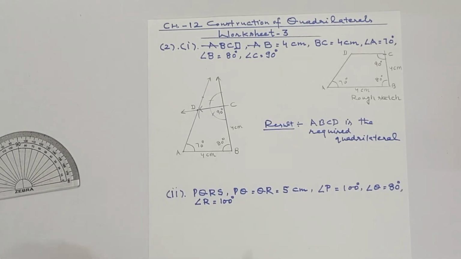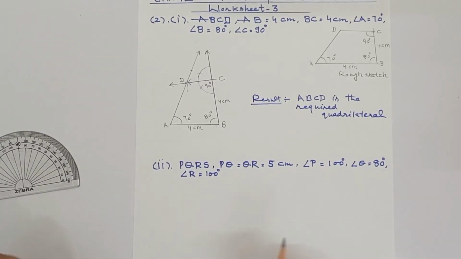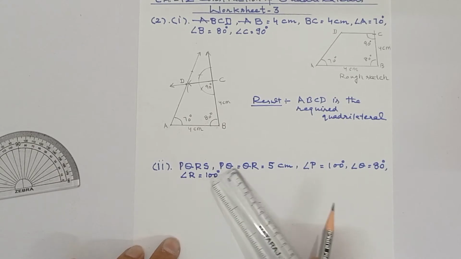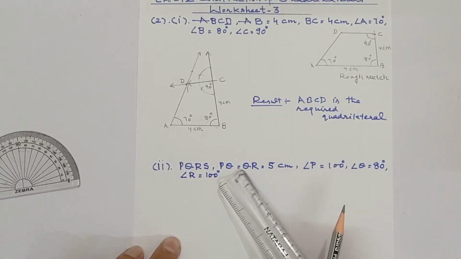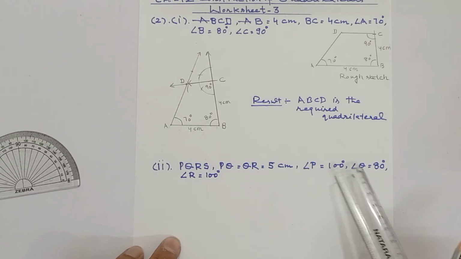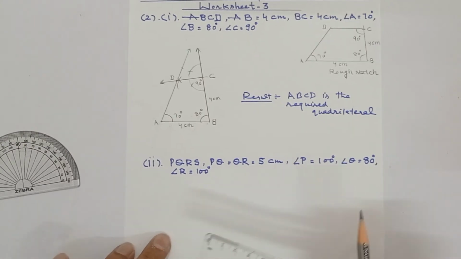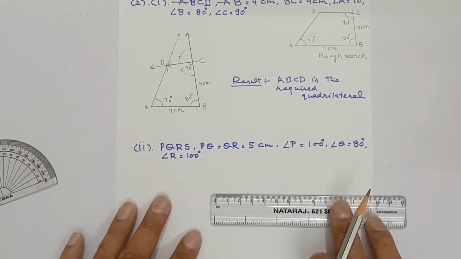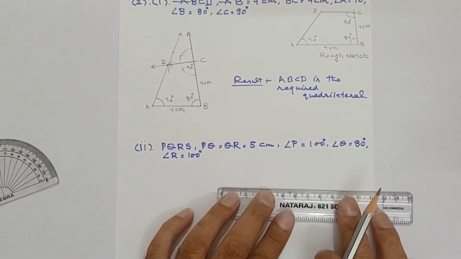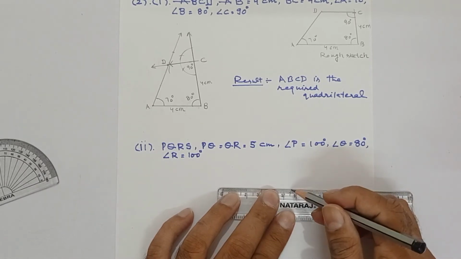Now we need to construct PQRS quadrilateral. PQ is given 5. So angle P is also there, Q is also there. If I take base QR, then angle Q and angle R both are available. So we need not apply angle sum property of quadrilaterals. I am drawing the rough sketch.